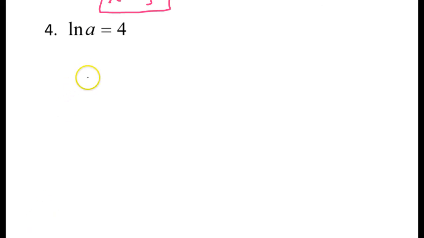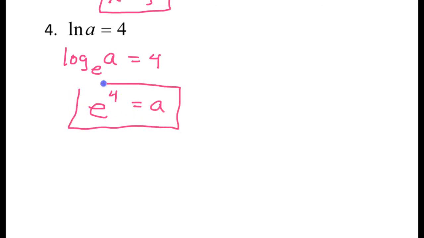All right, for number 4, we're starting off in logarithm form. We're going to have to change the form in order to solve this. Remember that natural log is the same thing as log base e, but the base e is understood. So if we rewrite this in exponent form, it would be e to the 4th power is equal to a. And that's it. So a is equal to e to the 4th power.